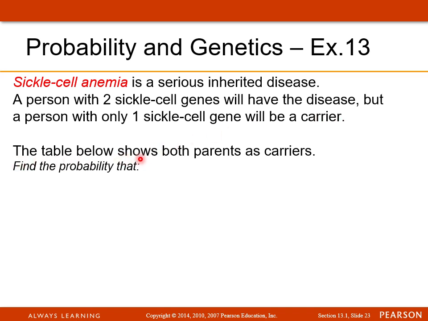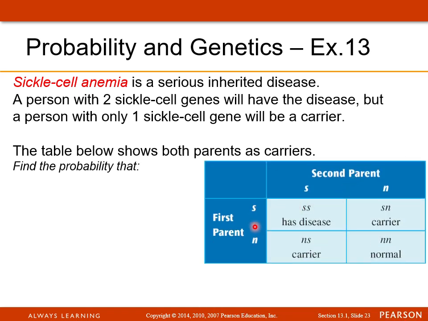So the table below shows both parents as carriers. Okay, so they've each got 1 gene. Okay, so SS, you have both, they have the disease. Okay, these children, if you have SN or NS, then you're just carriers. And if you're NN, then you're normal. So that child would not be able to pass it on to any of their children if they're NN.